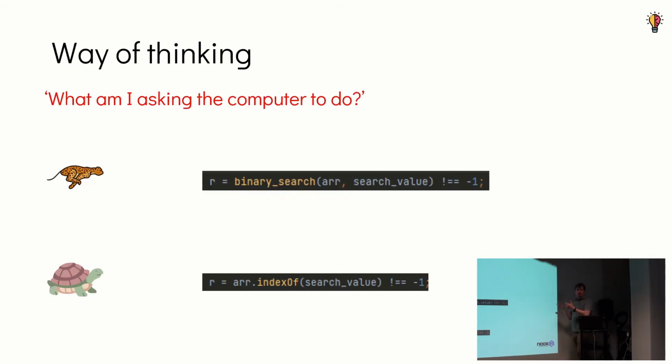So, the way of thinking, we're going back to this question that we had in the beginning that I said was probably the most important question: what am I asking the computer to do? And the key line, of course, in this kind of simple program, but still, you can break down your problem to be this simple also. And you see that we have a cheetah and we have a turtle. And the turtle is not that bad. If you think about it, we had 6 seconds for 10,000 lookups. So it's actually going in less than 1 millisecond.